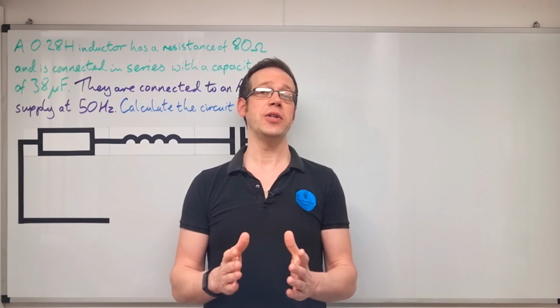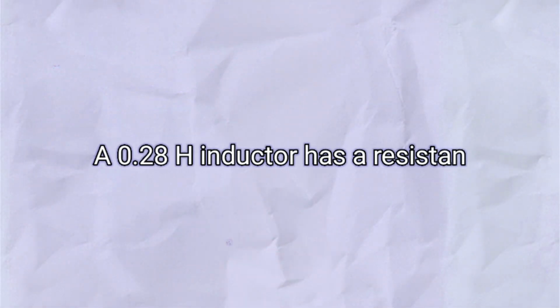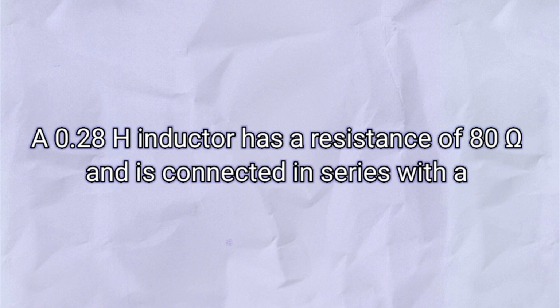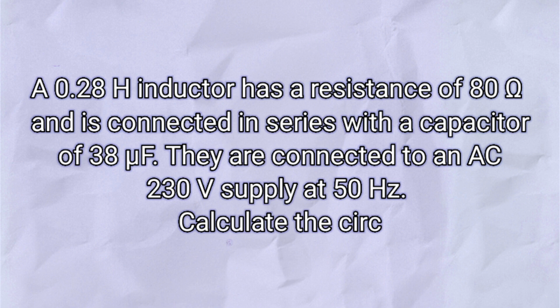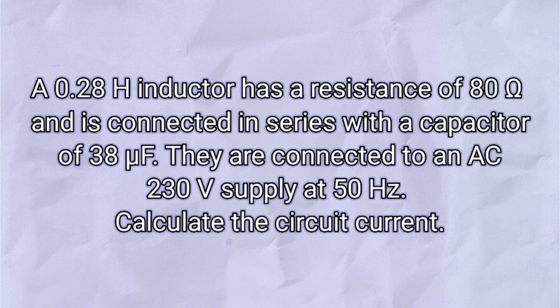Okay, so on to the question for this video. It goes as follows. A 0.28 henry inductor has a resistance of 80 ohms and is connected in series with a capacitor of 38 microfarads. They are connected to an AC 230 volt supply at 50 hertz.